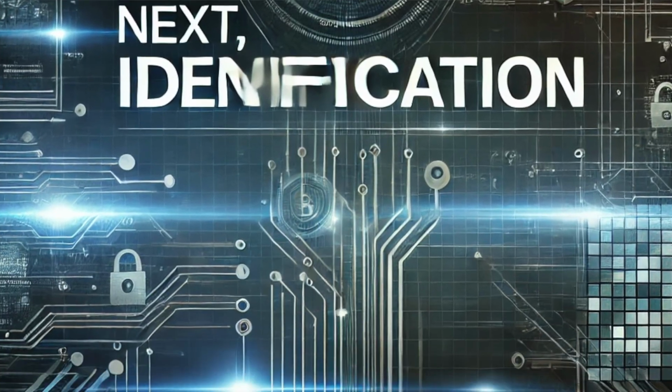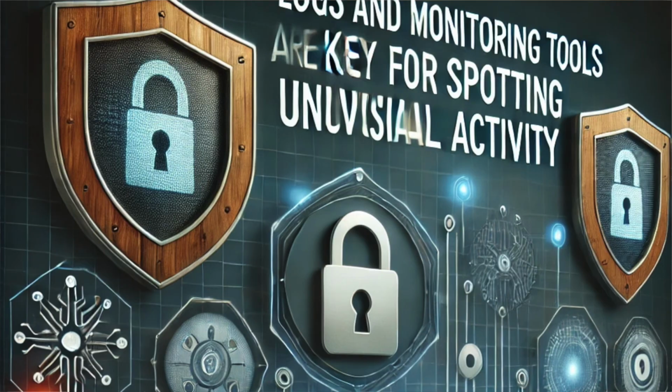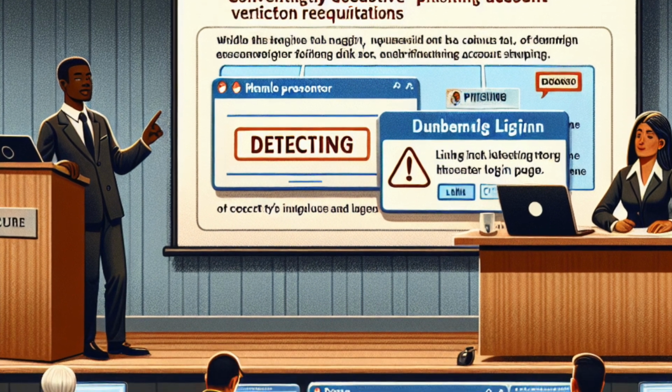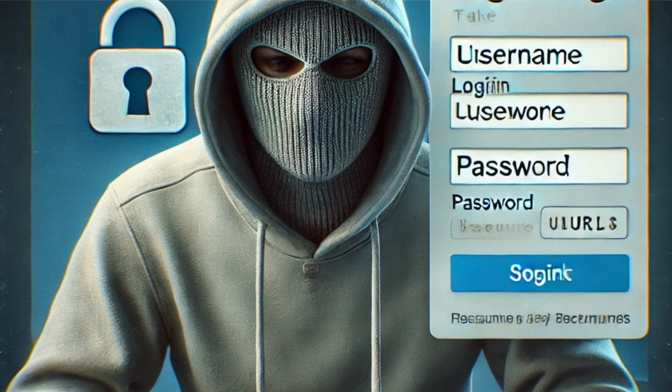Next, identification. Here you detect if a security event is truly an incident. Logs and monitoring tools are key for spotting unusual activity. Imagine an employee receives a fishy email to update their login details via a suspicious link. The IT finds unusual activity and identifies it as a phishing scam.